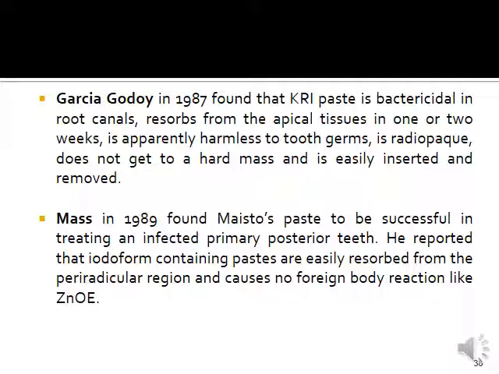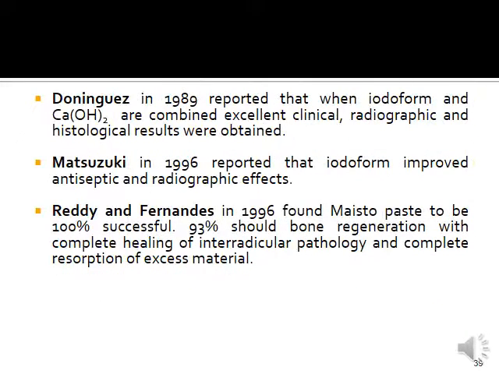He reported that iodoform-containing pastes are easily resolved from the periradicular region and cause no foreign body reaction like zinc oxide eugenol. It was reported that when iodoform and calcium hydroxide are combined, excellent clinical, radiographic and histological results were obtained. Matsuzuki in 1996 reported that iodoform improved antiseptic and radiographic effects.